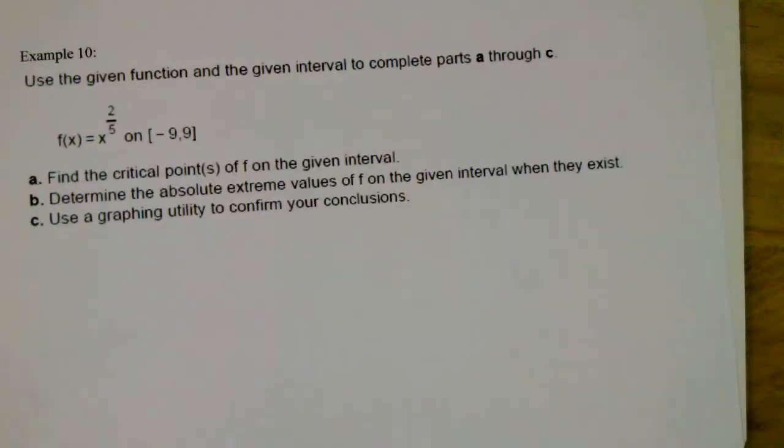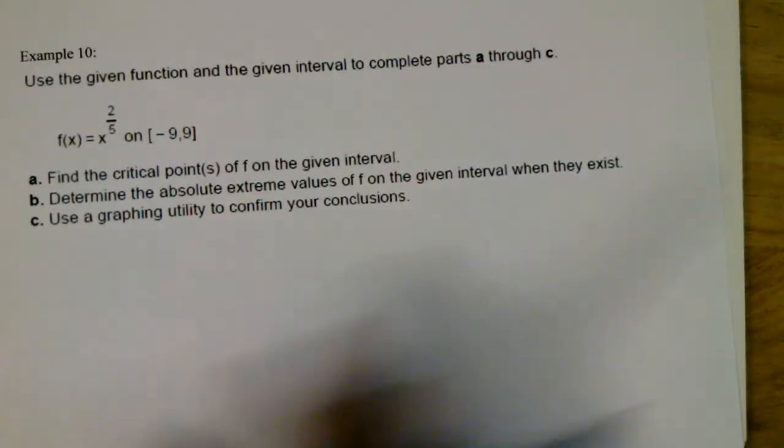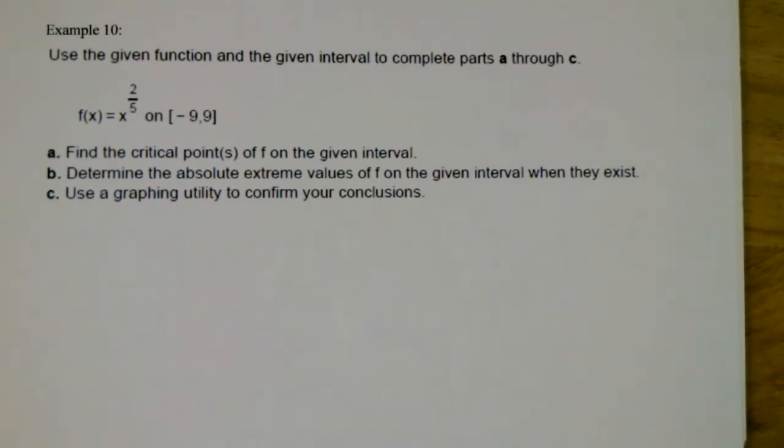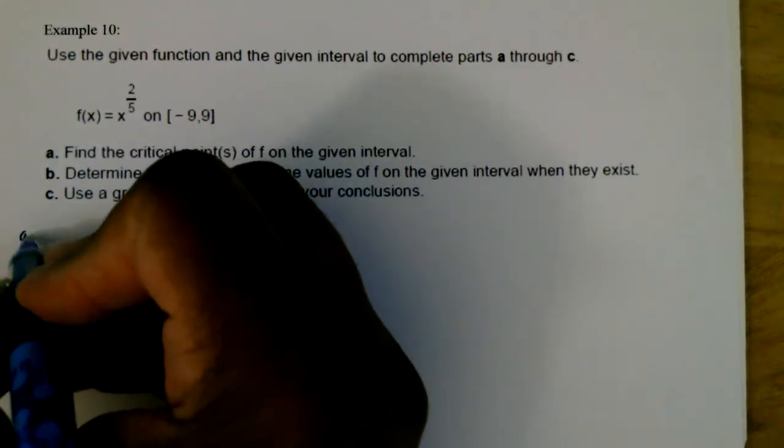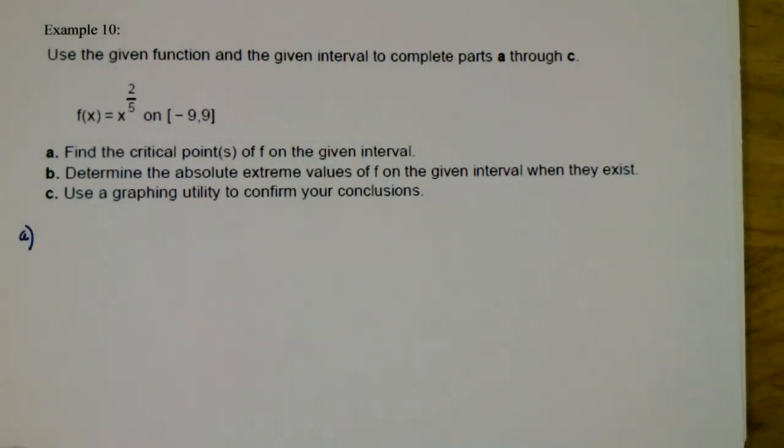All right, and finally, example 10. The instructions are pretty much the same. Our function is f of x equals x to the 2/5, and it's on the interval from -9 to 9. All right, so let's first find the critical points on this given interval.